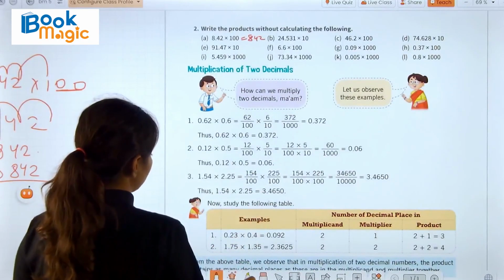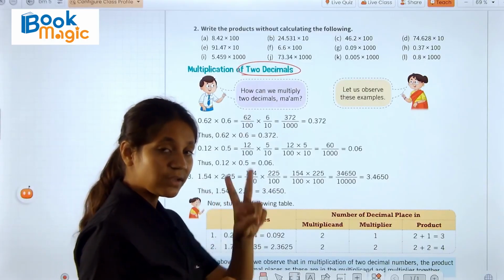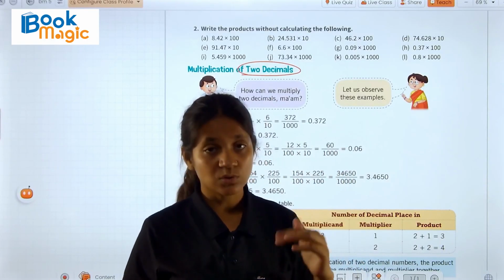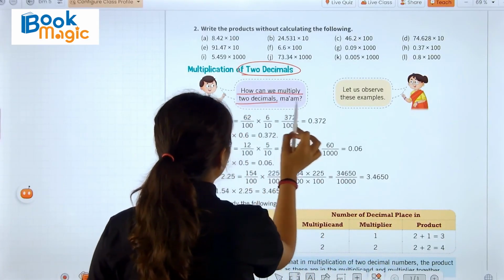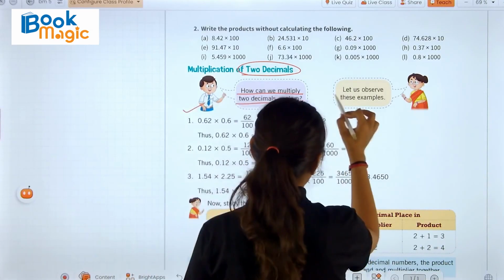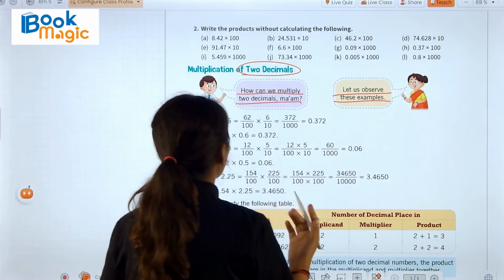Now we have the topic multiplication of two decimals. That means if we have two values, both in decimals, and we multiply them, what will be the answer? The student asks, how can we multiply two decimals, ma'am? Then the teacher says, let us observe these examples.